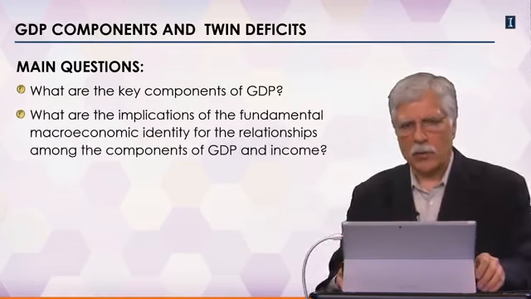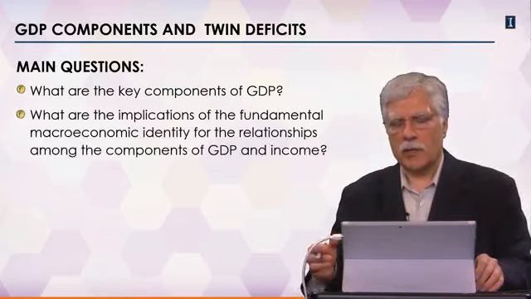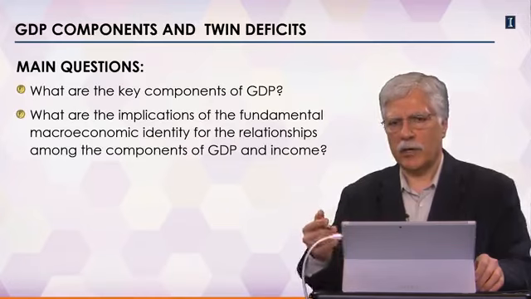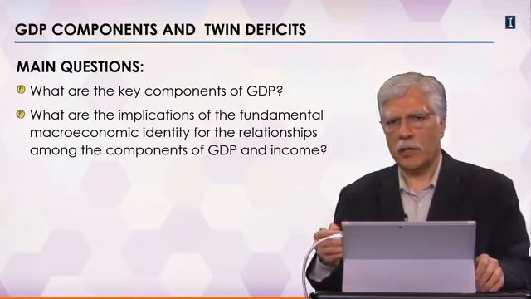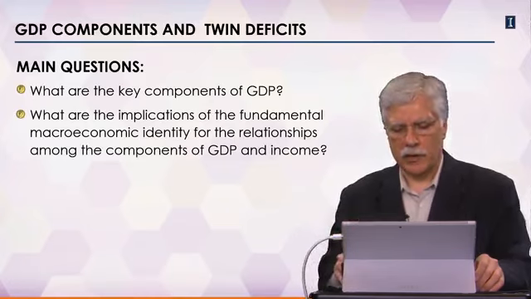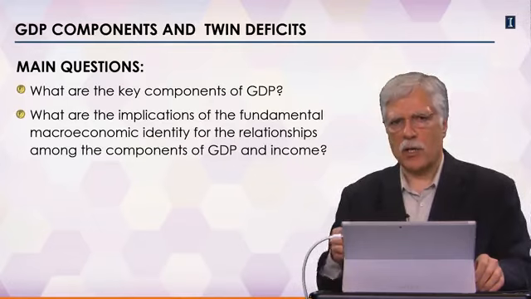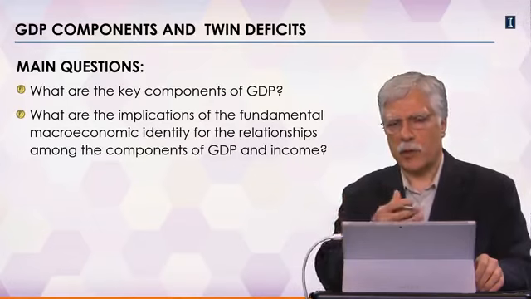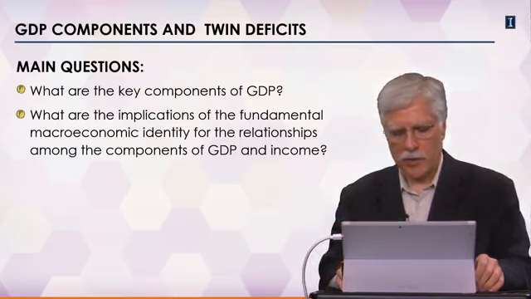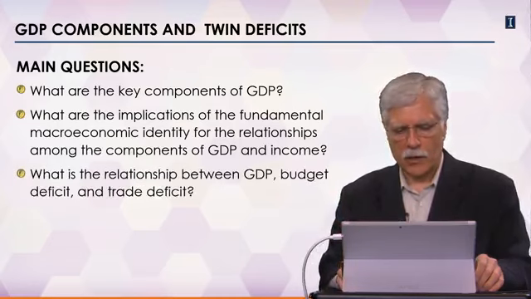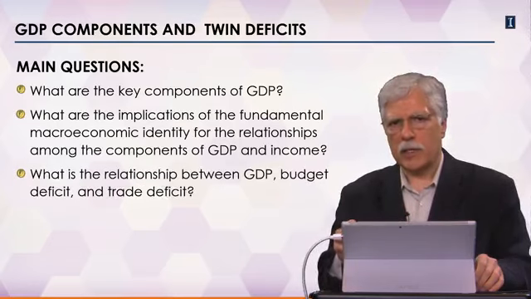So once we've examined these components, then we're going to develop a fundamental identity for the macroeconomy that will connect different parts together, and it will help us understand the relationships of different parts of the economy together much better. In particular, we're going to apply this idea to the relationship between GDP, budget deficit, and trade deficit.